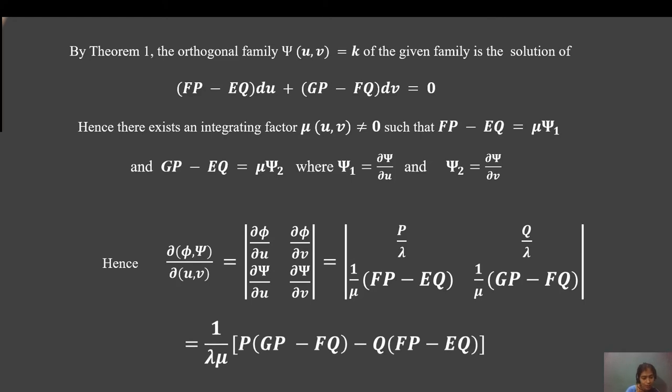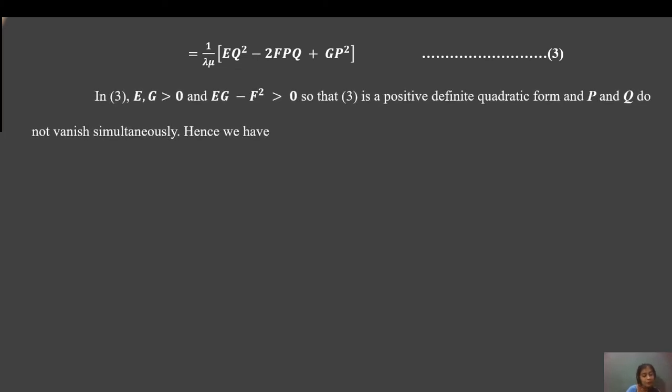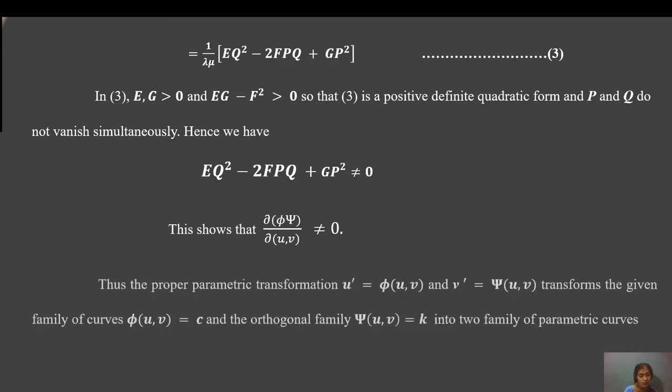Then cross multiply in this form. 1 by lambda mu is a constant in both, with P(gP minus fQ) minus Q(fP minus eQ). Since 1 by lambda mu is a constant, if eg is greater than 0 and eg minus f square is greater than 0, then equation 3 is a positive definite quadratic form. P and Q do not vanish, so eQ square minus 2fPQ plus gP square is not equal to 0. This shows that del(phi, xi) upon del(u,v) is not equal to 0.